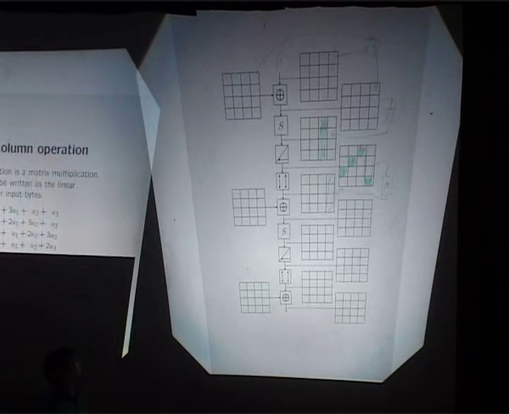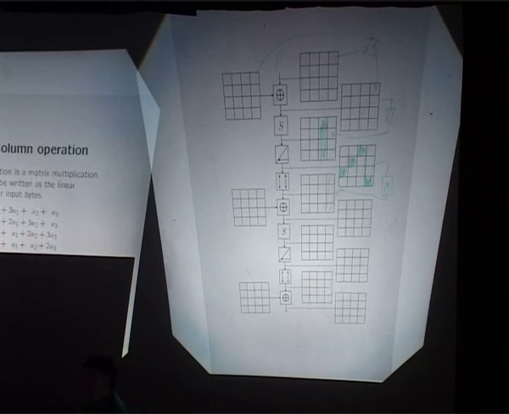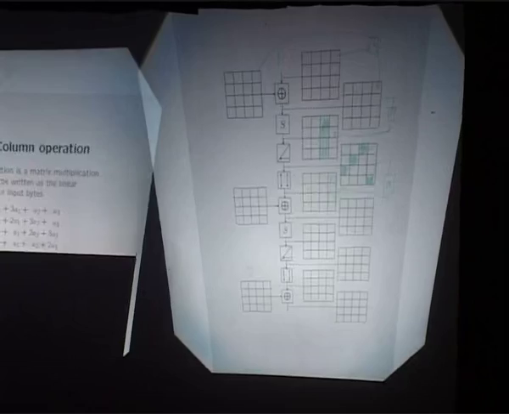Mix column is a linear operation. You have 4 input bytes, A0, A1, A2, A3, and you compute this sum, and those are the 4 output bytes. I should warn you that the 2's and the 3's in there are actually not integers, but they are the field elements represented by the integer values 2 and 3. Most of this is mathematical sophistication that you probably ignore at the moment.